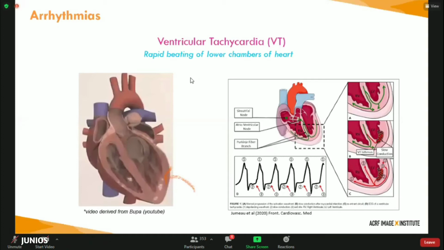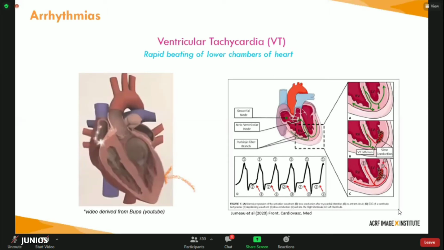There are multiple causes of VT, but it's most commonly caused by damage to the heart tissue, for example, after a heart attack or inflammation. Rather than normal electrical pathways, as shown in the green in the figure on the right, the scar tissue creates abnormal electrical pathways in the ventricles, shown in red, and this causes the ventricles to beat rapidly.